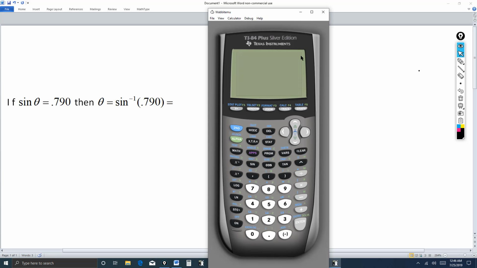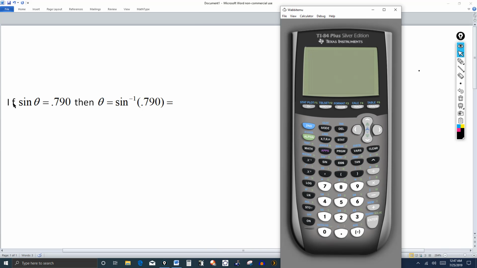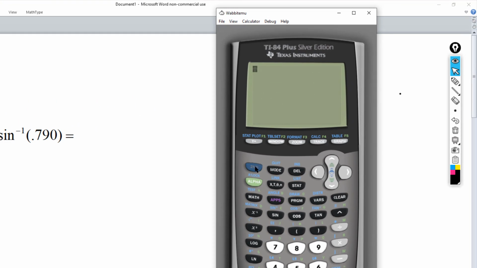So we take our calculator. If sine of theta is equal to 0.790, then using the inverse function, theta should be sine inverse of 0.790. On this calculator, I want the inverse function, so it'll be the blue second key, then this one over here, and then enter 0.790, close parentheses, and hit enter.